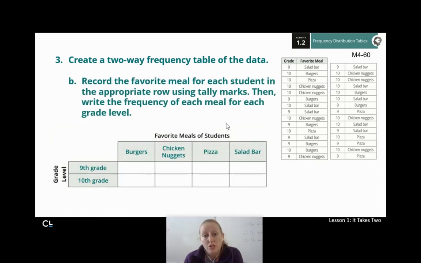Now, what we're going to do is fill in this table. And all we're going to do is make tally marks, right? For the very first one, grab my pen here, I have a 9th grader who likes the salad bar. So a 9th grader likes the salad bar. Boom, I'm just going to put a little mark there. A 10th grader who likes burgers. Boom, put a little mark there. Keep going, put in all the little marks, and then count up your tally marks for each group, okay? Hit pause, fill in the table, hit play when you're ready to check your work.